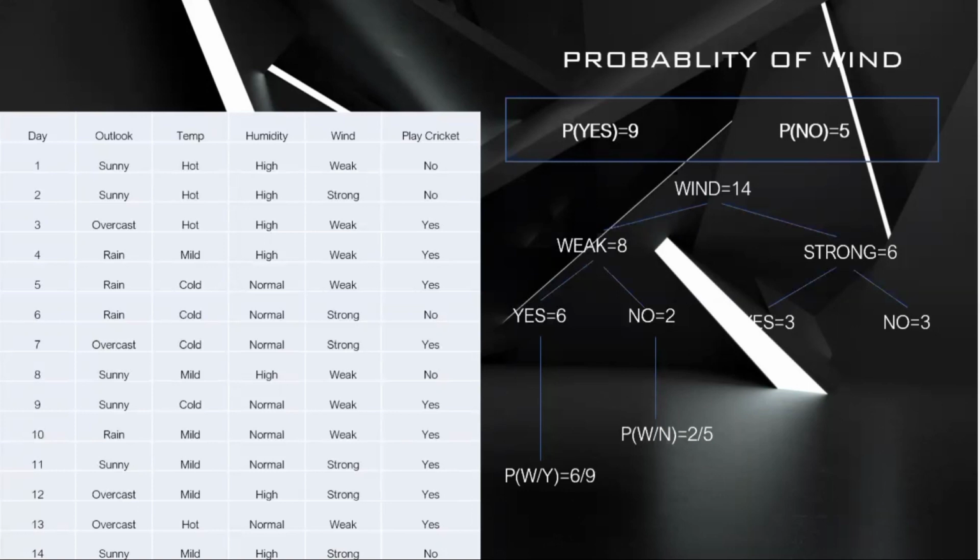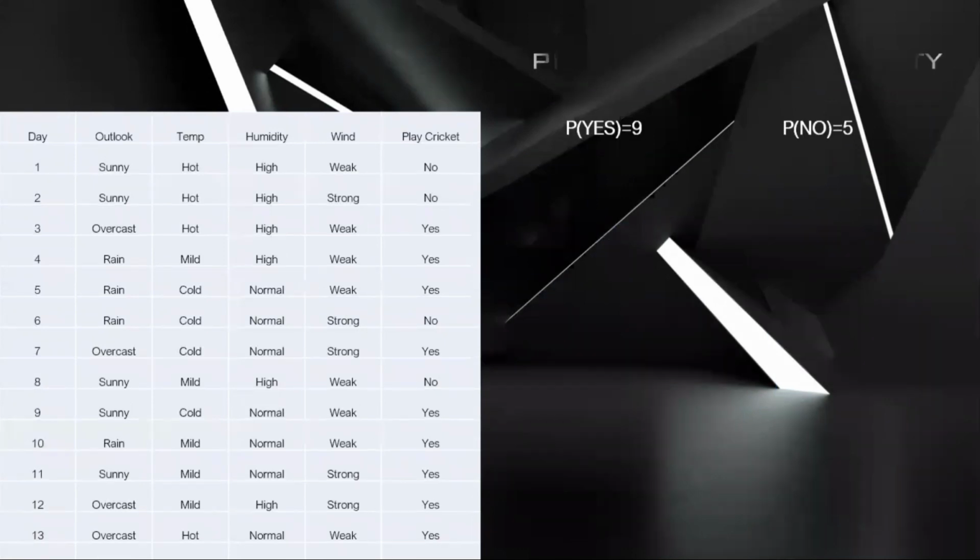Speaking about the same thing with strong wind, the probability that I can play cricket with strong winds is P of S given yes equals 3 by 9. And the same goes with no: P of S given no is equal to 3 by 5. Okay. So now we have covered the probability of wind. Now let's skip to the probability of humidity.